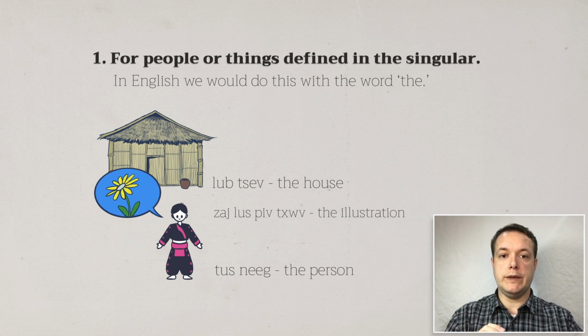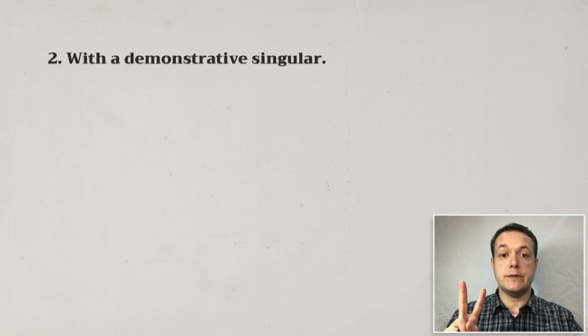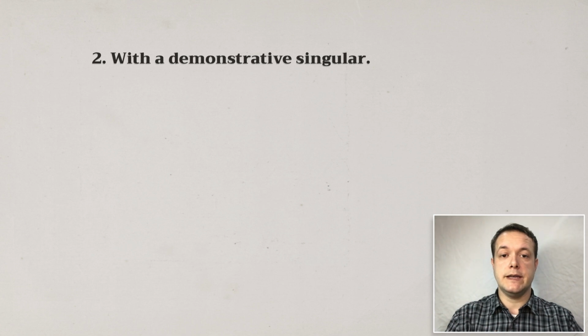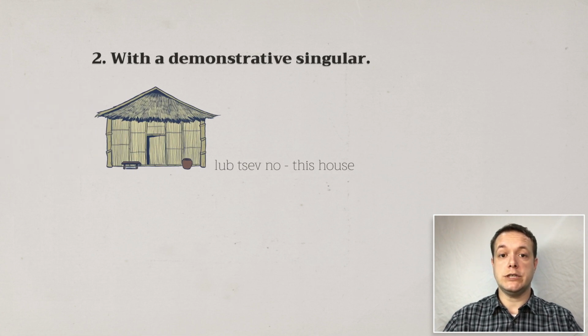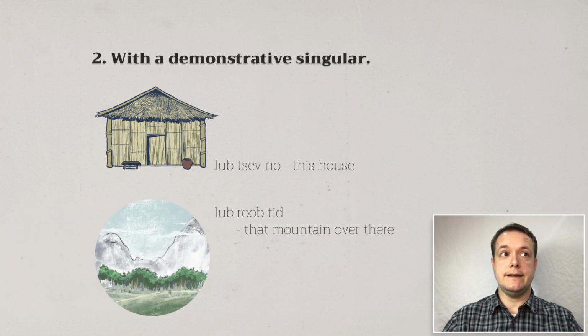Ja lo bi zi, the illustration. The second time we would use a noun classifier is in the demonstrative singular. It's when you use a preposition or a pointing word, pointing to one thing. So we're talking about something similar to number 1, but let's look at an example and it'll make more sense how it's different. So first of all, lo jay no, this house.